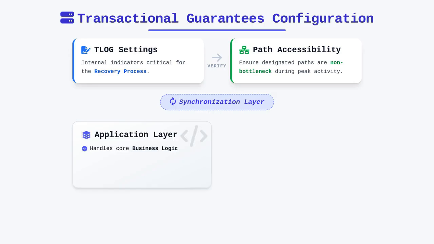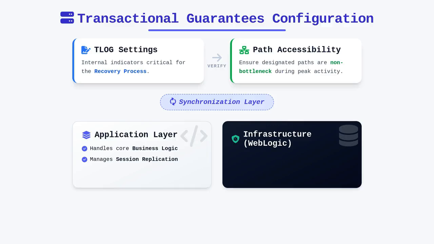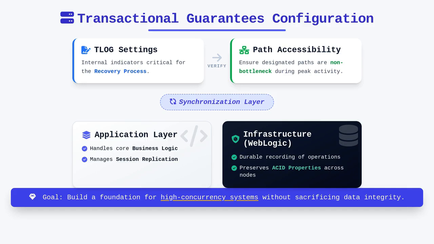While the application handles the business logic, the infrastructure layer, as represented by WebLogic Server, remains responsible for the durable recording of the operations taking place. Think of this as the difference between writing transient data and ensuring the ACID properties are preserved across distributed physical nodes in a data center. By meticulously configuring these components, we build a foundation that supports the unpredictable demands of high concurrency systems without sacrificing the integrity of the information being processed.